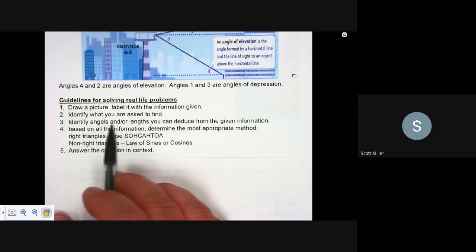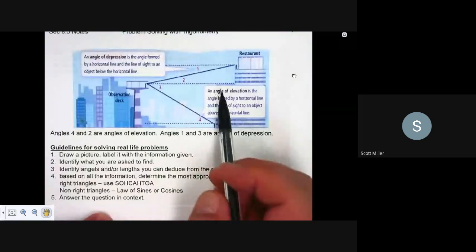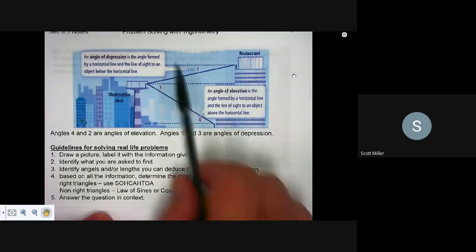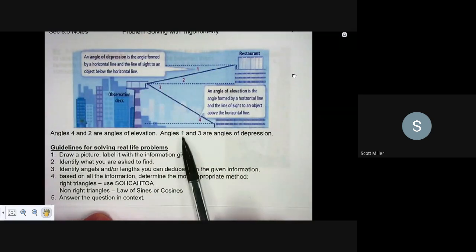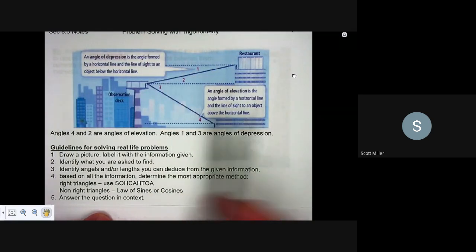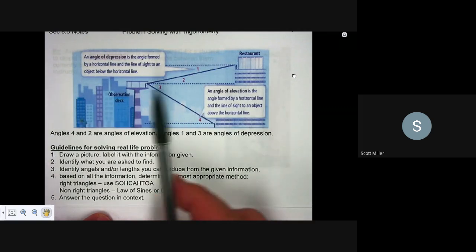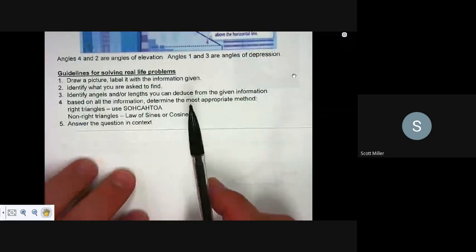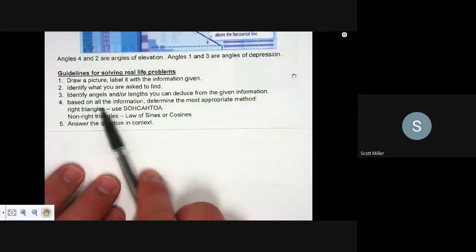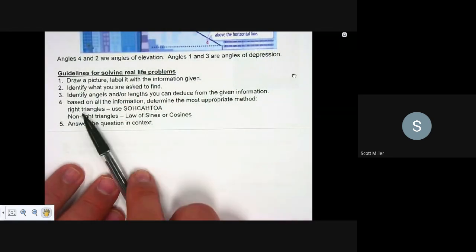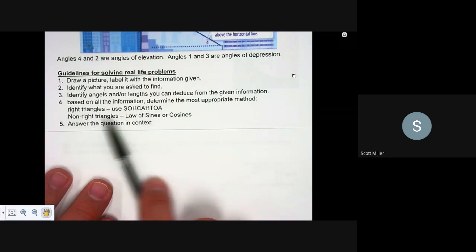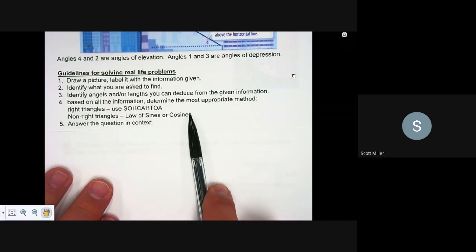So things like that. Or for angles, look at the angle of depression and elevation. Notice these dotted lines? They're all horizontal, which means they're all parallel, which means I can tell you about angles, alternate interior angles are congruent, things like that. So that can help us find angles. Based on the information, determine the most appropriate method. If I have right triangles, I can use SOH CAH TOA techniques. If I have non-right triangles, I can use the law of sines or cosines.